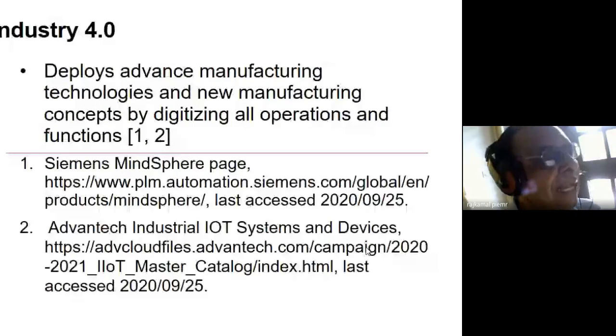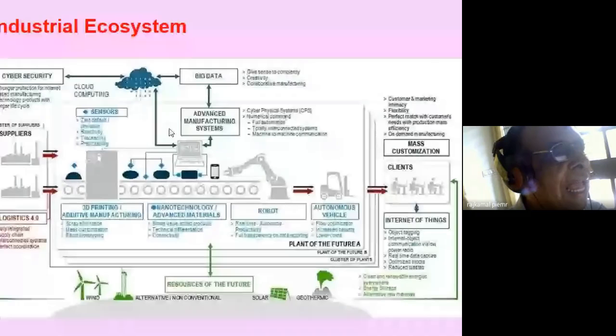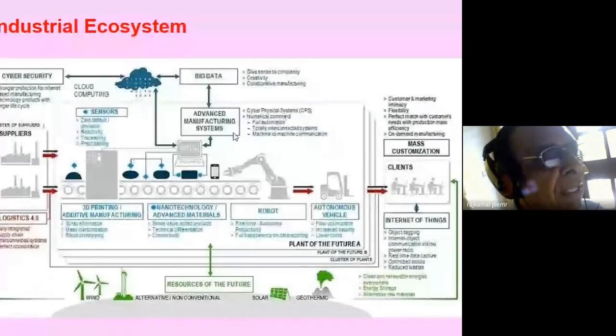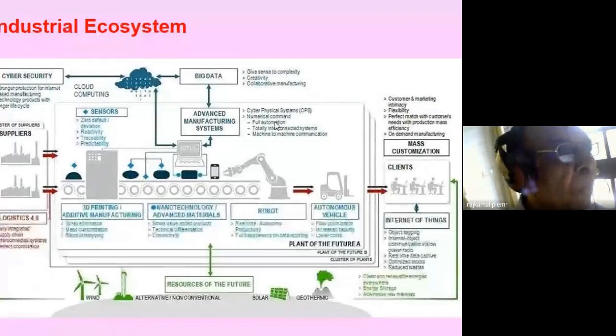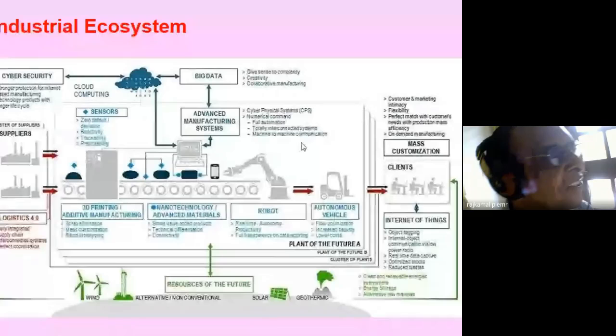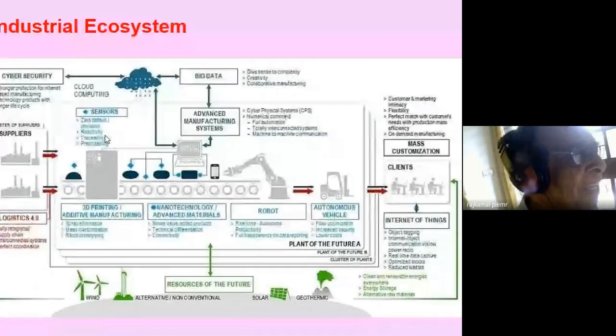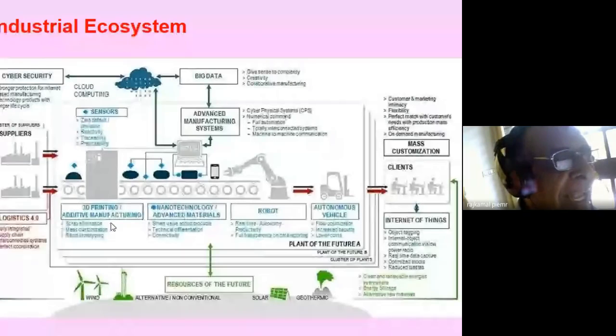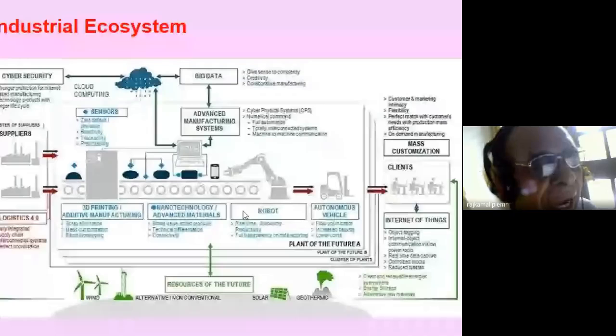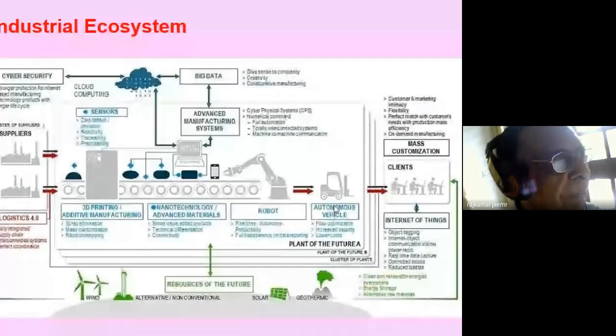The industrial ecosystem consists of cloud computing, big data, advanced manufacturing systems. It is fully automatic, with numerical commands, a totally interconnected system, machine-to-machine communication, and nearly zero fault or zero deviation actions, reactivity, traceability, predictability. These are the different actions. 3D printing, Logistics 4.0, nanotechnology, advanced materials, robots, autonomous vehicles, Internet of Things. These are all the different elements of the industrial ecosystem in 4.0.